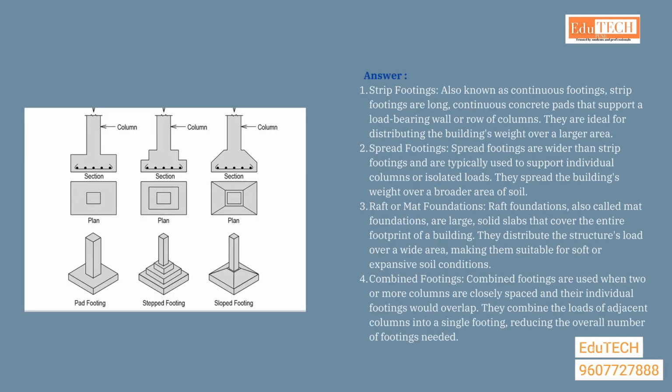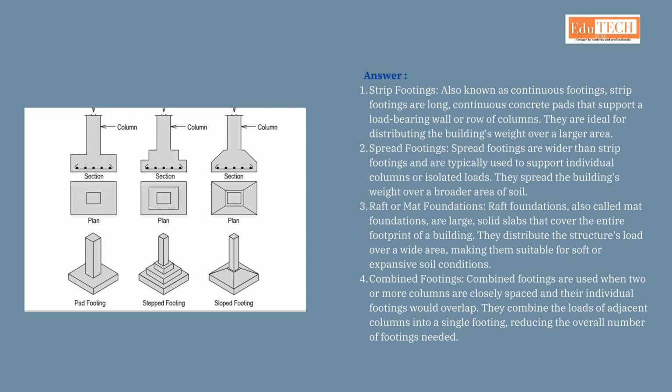Answer: Strip footings, also known as continuous footings. Strip footings are long, continuous concrete pads that support a load-bearing wall or row of columns. They are ideal for distributing the building's weight over a larger area. Spread footings. Spread footings are wider than strip footings and are typically used to support individual columns or isolated loads. They spread the building's weight over a broader area of soil.